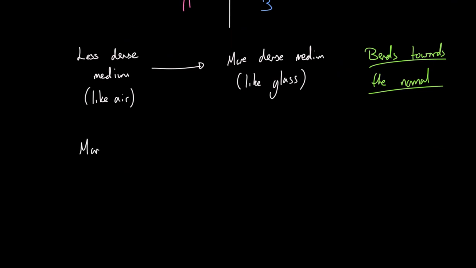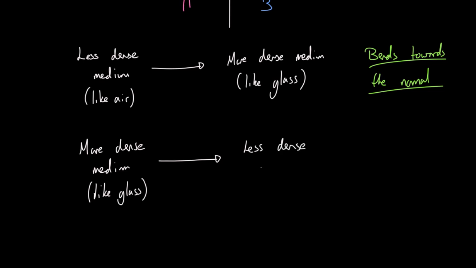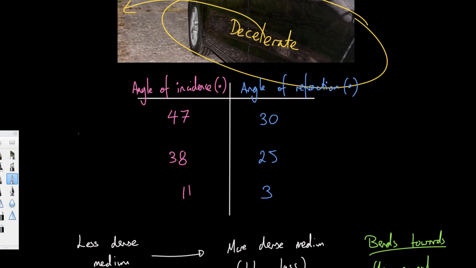If a ray of light moves from a more dense medium, like glass, to a less dense medium, like air, it will bend away from the normal. So if I just pop back to my results table just here, where's my rubber gone?